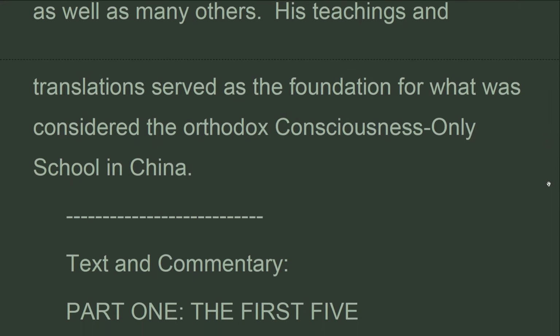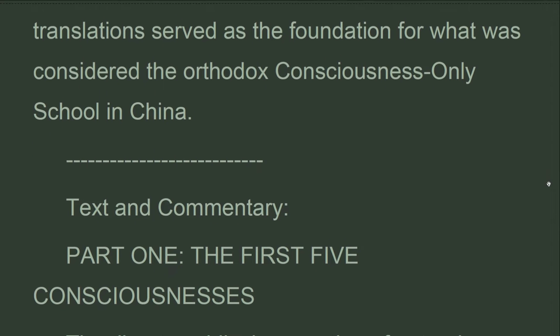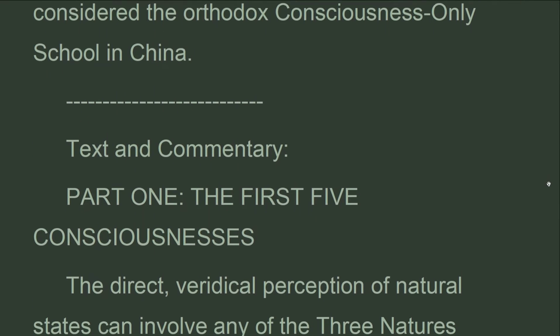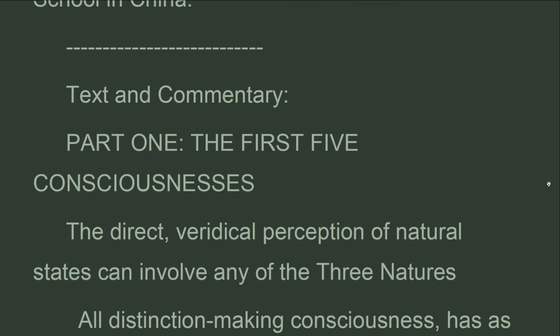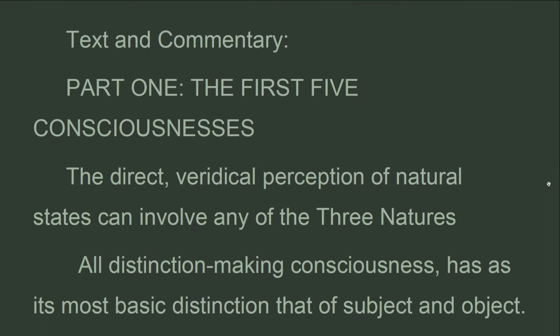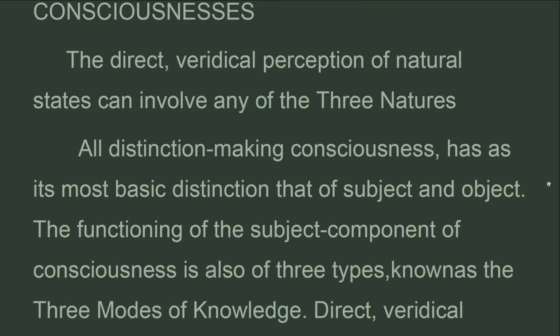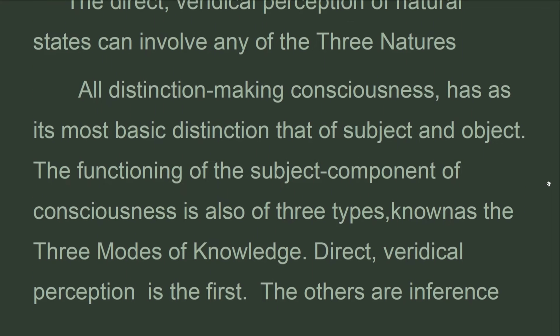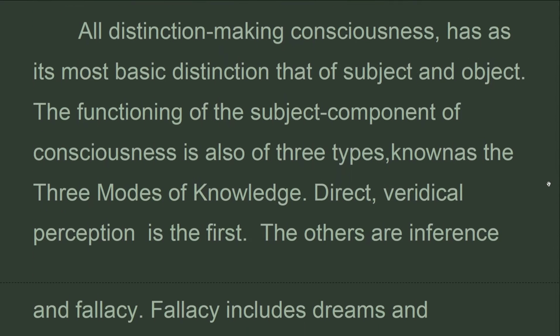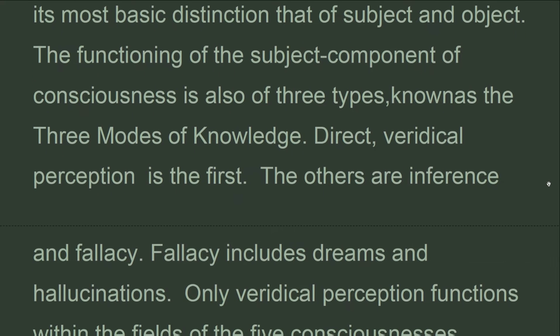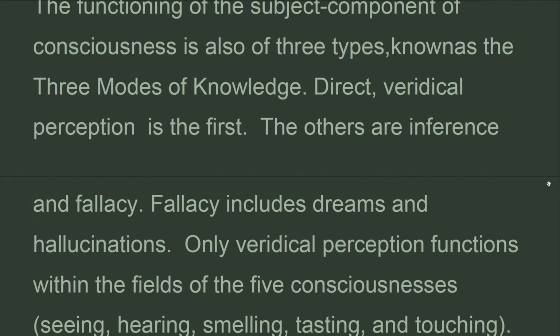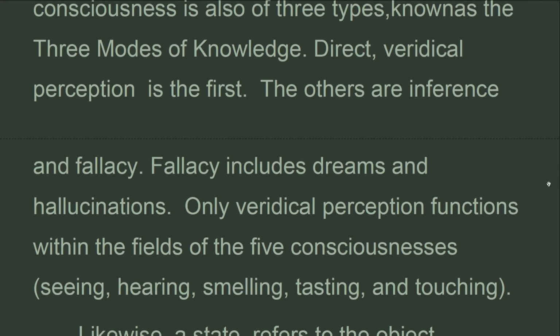Text and commentary. Part 1, the first 5 consciousnesses. The direct, veridical perception of natural states can involve any of the 3 natures. All distinction-making consciousness has as its most basic distinction that of subject and object. The functioning of the subject component of consciousness is also of 3 types, known as the 3 modes of knowledge.